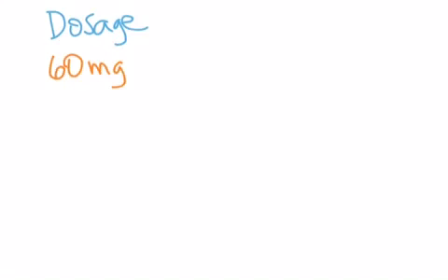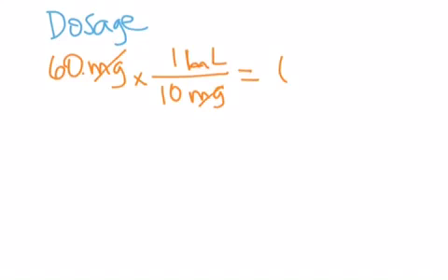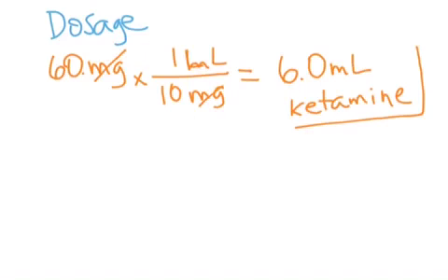So for our dosage problem, we always start with that given number, which is, we want 60 milligrams, that's our desired dose, and then we just figured out that now we have the solution that's 10 milligrams per 1 milliliter. Milligrams are going to cancel, and when I multiply 60 times 1 divided by 10, I find out that I have 6.0 milliliters of ketamine solution to administer to this patient.